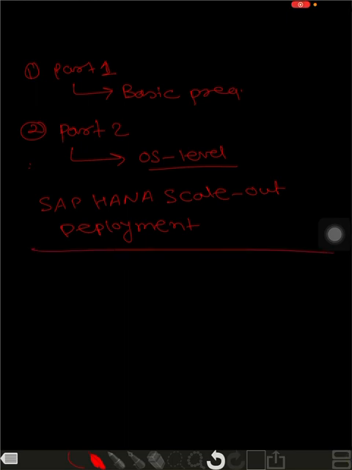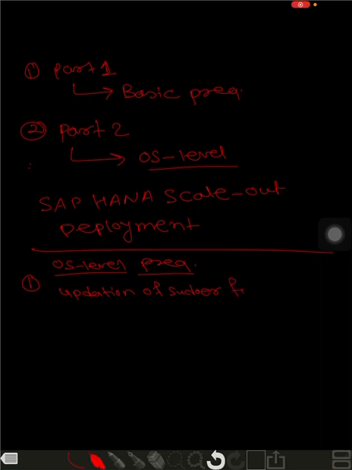So what are the different prerequisites that need to be done at the OS level? The first one is updation of the sudoer files. Second is passwordless SSH. And the third is root login parameter validation.